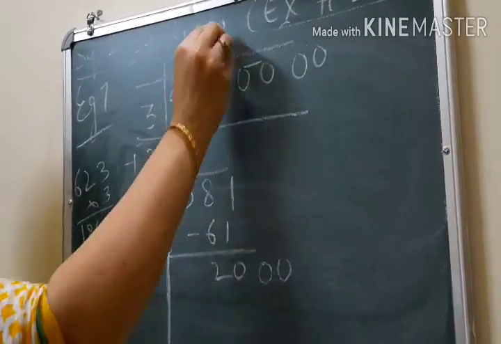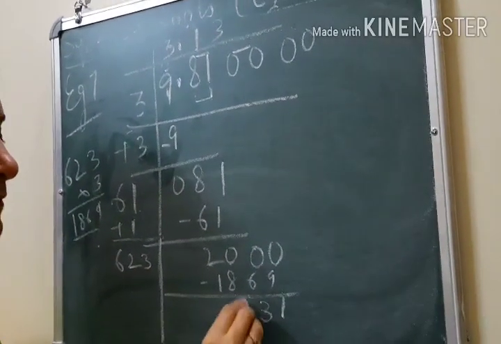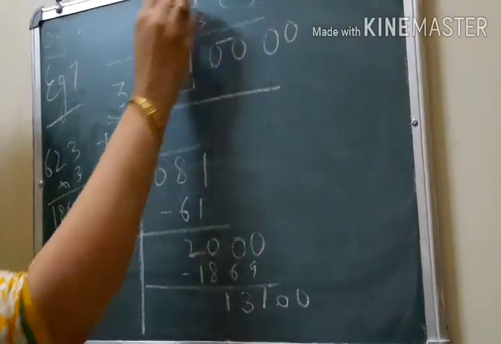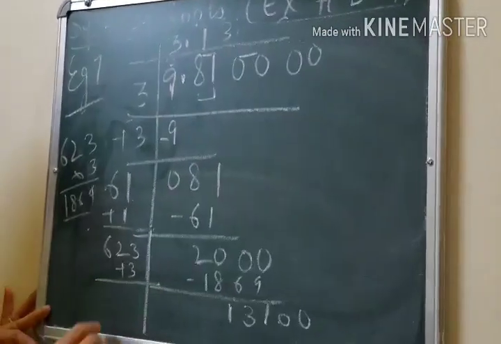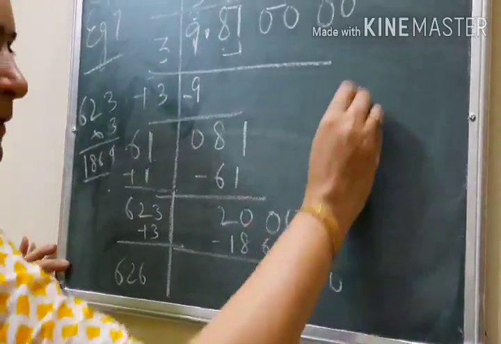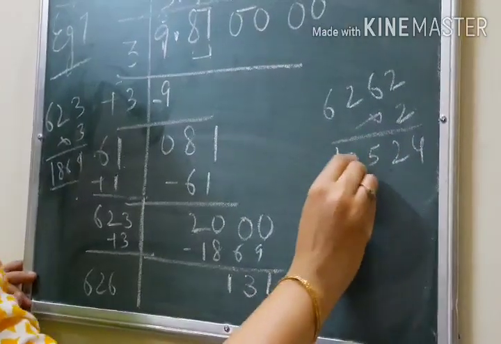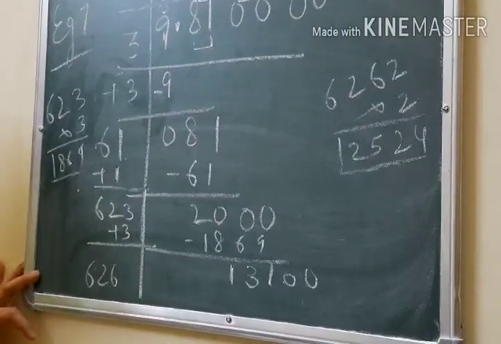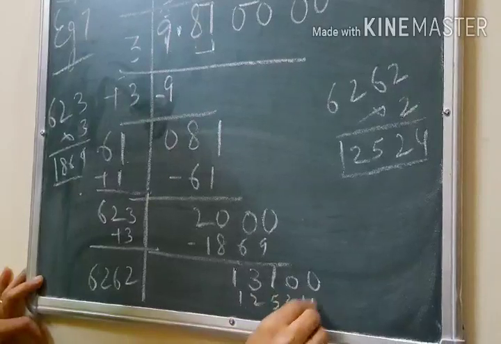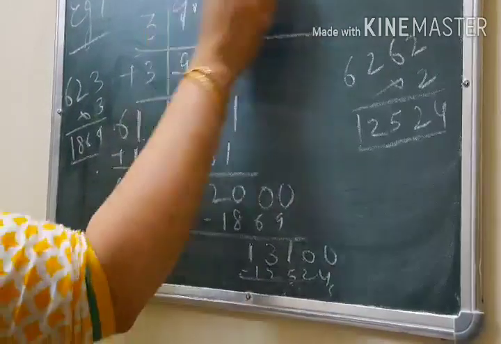1869. So 623, 3 3s are 1869. Subtract. 131 and we'll note down the next pair. Now 623, 3 will be added to it because we just now put 3. So 626. Now again we have to put some number. As this is 6, this is 3, I'll put 2. So I'll put 2 here. 1, 2, 5, 2, 4. Whatever remainder comes, leave it there only. No need to do that. I have got 3 decimal places.